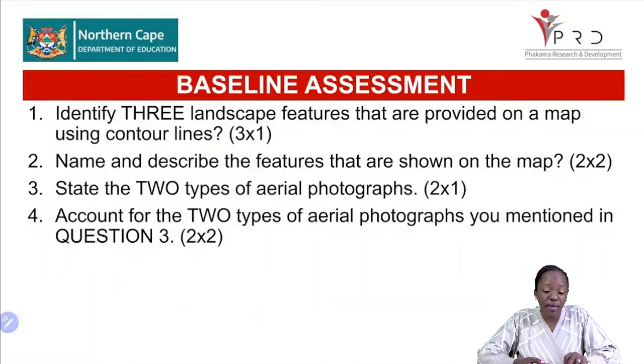Then secondly, you name and describe the pictures that are shown on the map. So what are the pictures? The question says name and describe. So you are not only stating or naming, but you also need to describe those features that are shown on the map. Then question number 3, you state the 2 types of aerial photographs. You are just stating the 2 types of aerial photograph. Then number 4, you account for the 2 types of aerial photograph you mentioned in question number 3. When the question is saying account, now you need to explain.